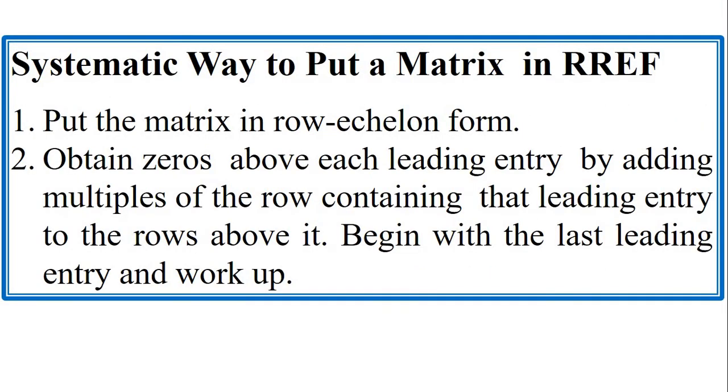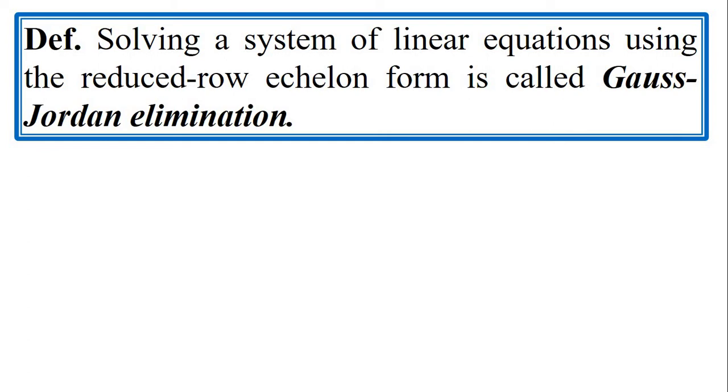Number 2, we obtain zeros above each leading entry with the same strategy that has been mentioned a while ago. We multiply a constant to the row containing the leading entry to the rows above it. In other words, we start at the most bottom row and work upwards. So if we solve a system of linear equations using the RREF, then we call this method the Gauss-Jordan elimination.